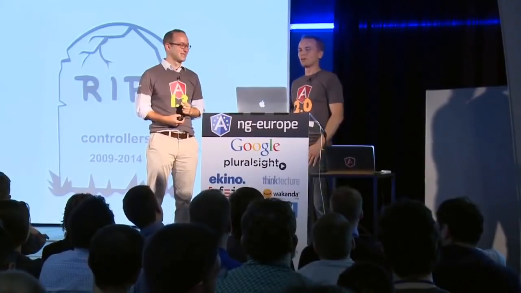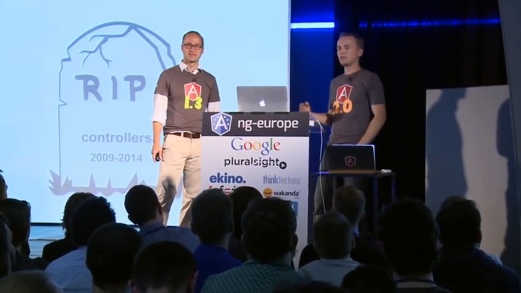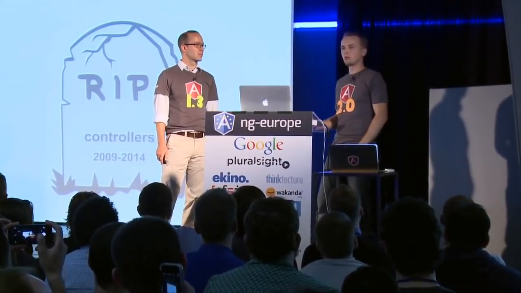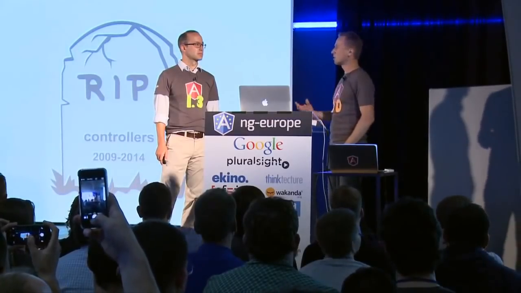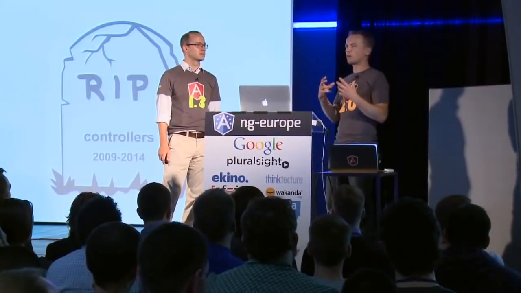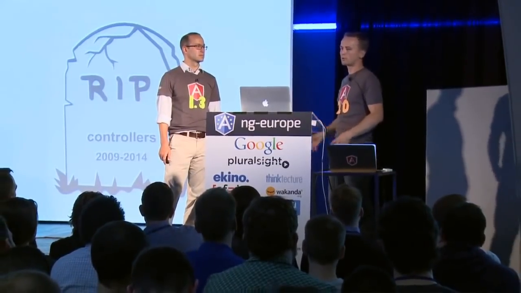So in Angular 1, we started with templates and controllers. And the component model was actually an afterthought. In Angular 2, we're embracing the component model, and we're making components the basic building block for building applications. So we have no need for controllers anymore. And when you think about it, the controller and the template was actually a half-baked component anyway. So why not just go all the way?